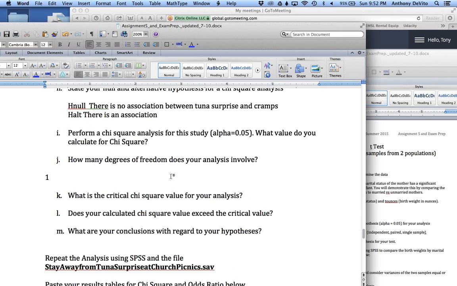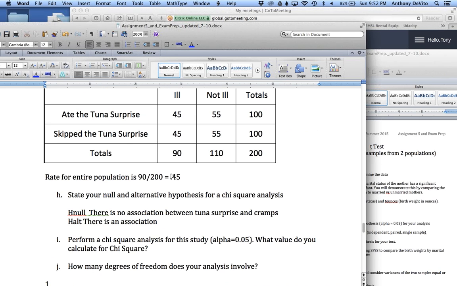Right. It's the rows minus 1 times column minus 1. So in this case, it's equal to 1. Number of rows minus 1 times number of columns minus 1. In this case, it's equal to 1.